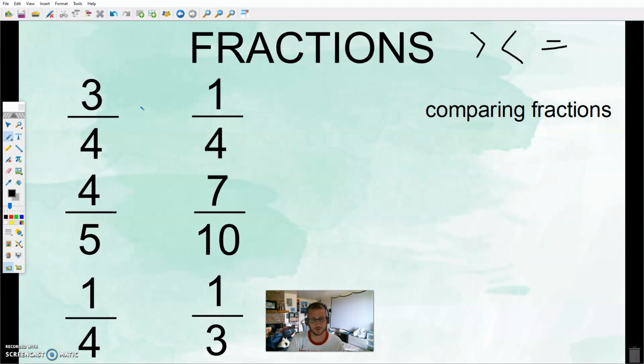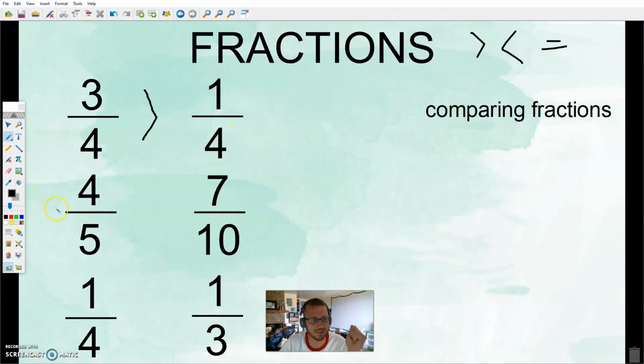If I have 3 cows and I have 1 cow, where do I have more? And the answer is 3. 3/4 is greater than 1/4. What if I have 4/5 and I have 7/10? That's like saying, well, Billy has 4 chocolate bars and Johnny has 7 oranges. Who has more? Well, you're comparing chocolate to orange, and in my opinion, the chocolate is worth more.